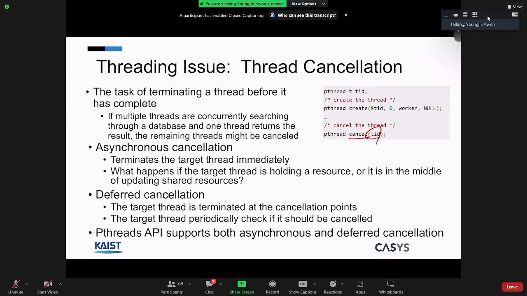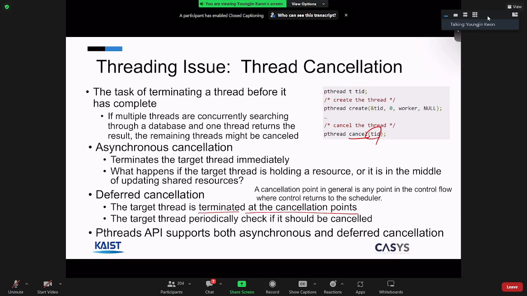There are two ways to implement thread cancellation: asynchronous cancellation and deferred cancellation. Asynchronous cancellation terminates the thread immediately, but a correct implementation of asynchronous cancellation is really hard. So most implementations follow deferred cancellation, where the target thread is terminated at a cancellation point. Specifically, the cancellation point is a point in the control flow where control returns to the scheduler. For example, sleep, idle, and so on.